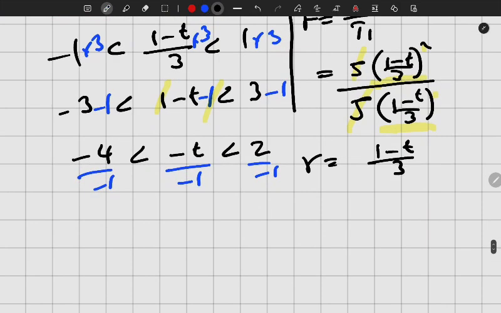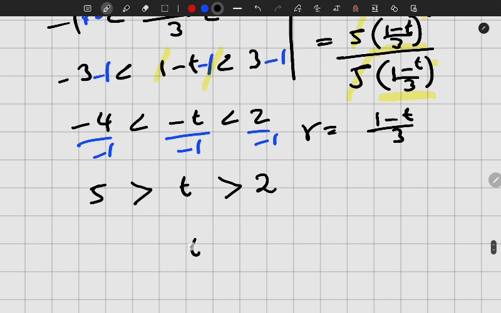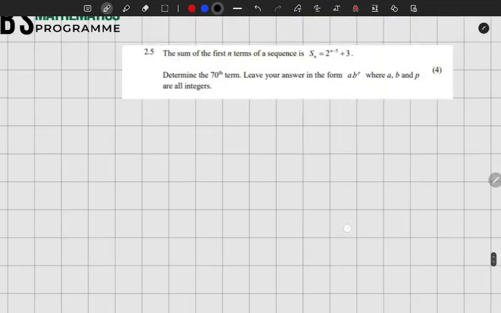So what happens if we divide by a negative number? Your inequality direction changes. So you're going to have a 5 here, changing the direction to be that. Here we have a t, change the direction, it becomes a 2. Meaning that our t is less than 5, but our t is greater than 2. Another way of writing this would be to say that t is between 2 and 5, which is much more readable.